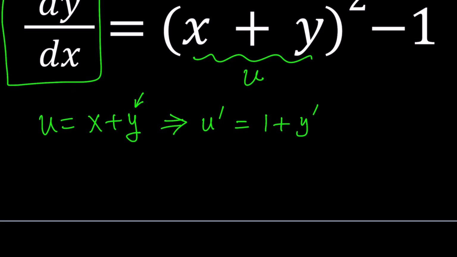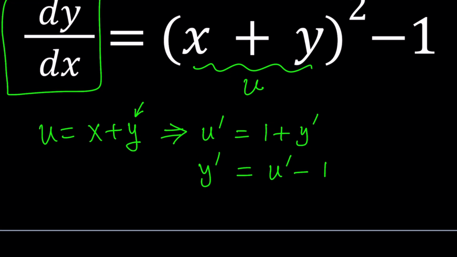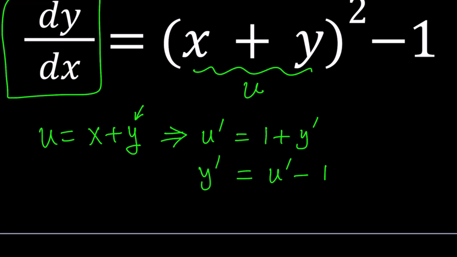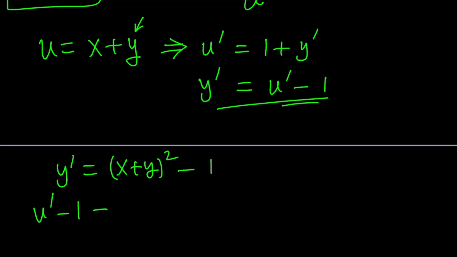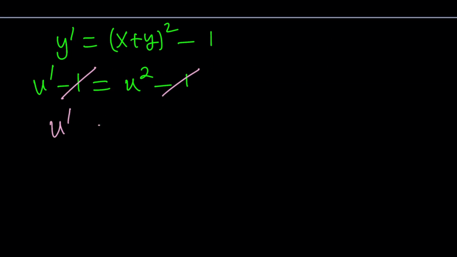And from here, we can isolate y prime and write it as u prime minus 1. Awesome. Let's go ahead and make the substitution and let's see how we can solve it from there. Y prime is definitely dy over dx, so we can write this as y prime equals x plus y squared minus 1. Now we're going to replace y prime with u prime minus 1 and x plus y with u, so it's going to be u squared minus 1. And then we can go ahead and cancel out the negative ones, and we end up with u prime equals u squared.